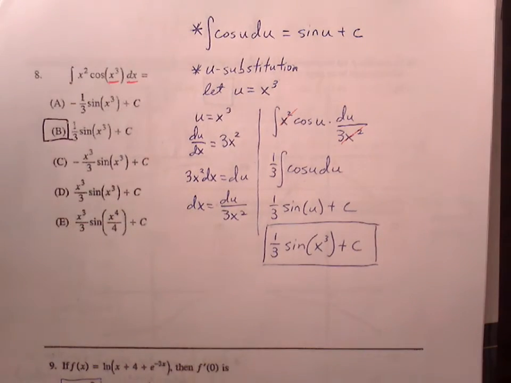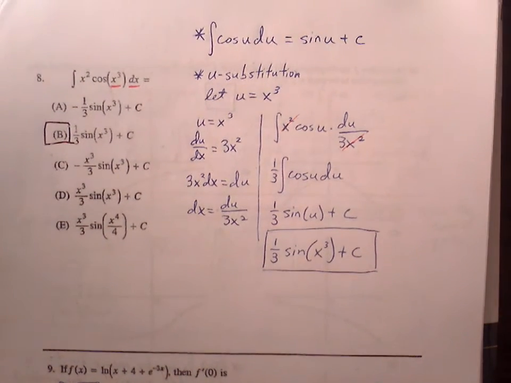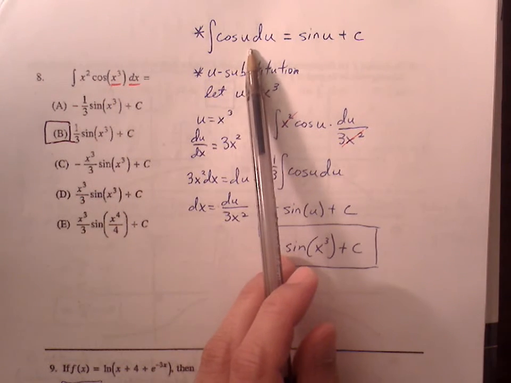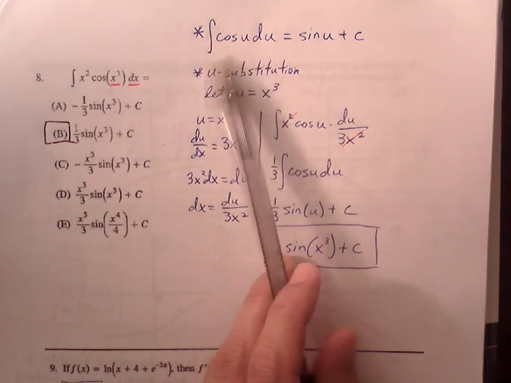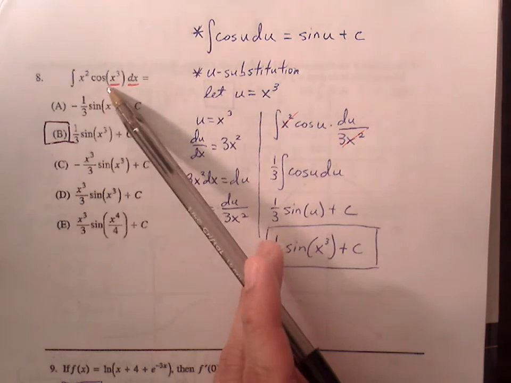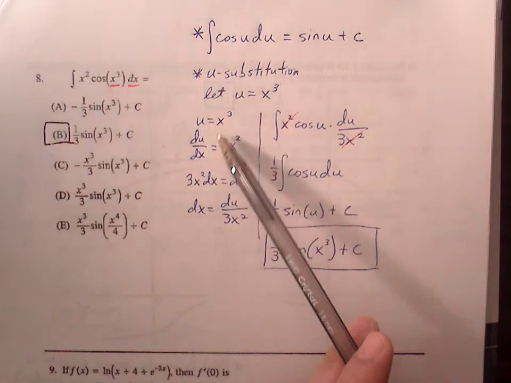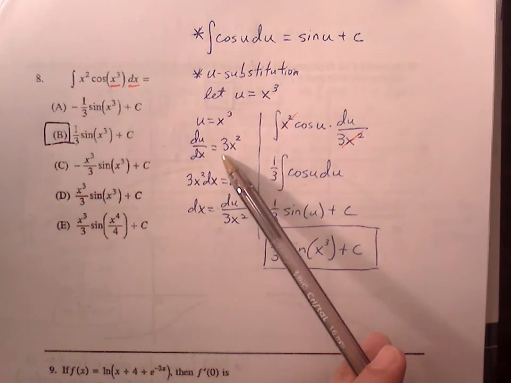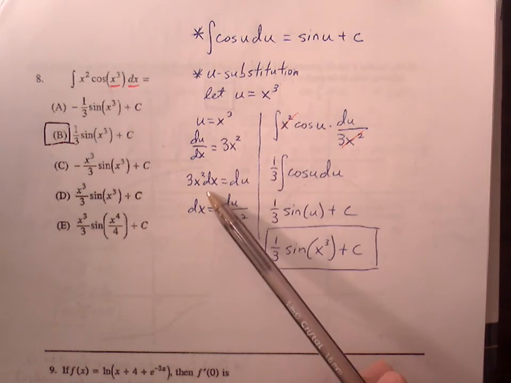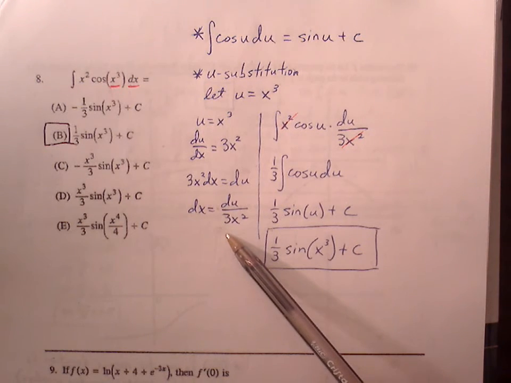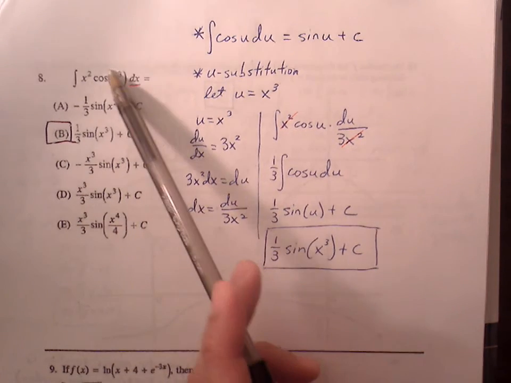the integral of cosine of u du, which is sine of u plus c. If that is our target, then we're going to identify our u value to be what's inside the parentheses, which is x cubed. So we'll let u equal x cubed. We find du dx, which is 3x squared. Cross multiplying, we get 3x squared dx equals du. We solve for dx, we get du over 3x squared, and we make our substitutions.